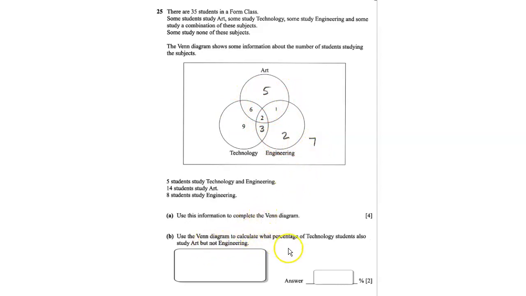So use the Venn diagram to calculate what percentage of technology students also study art, but not engineering. So we've got 6 out of 20. We look at technology, also study art, but not engineering, so it's this 6 here. And if you add everything in technology here, it should equal 20. So it's 6 out of those 20. Then we change it to a percentage by timesing it by 100, which ends up being 30%.